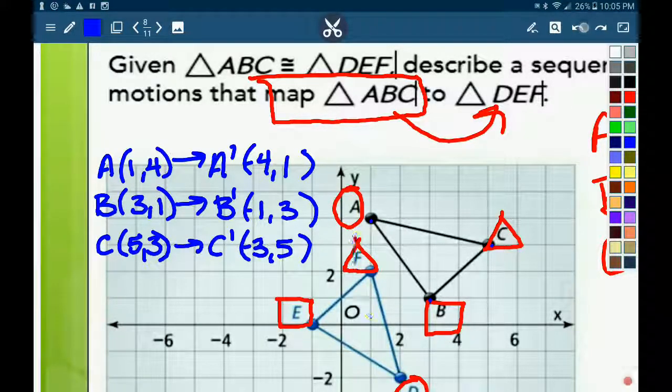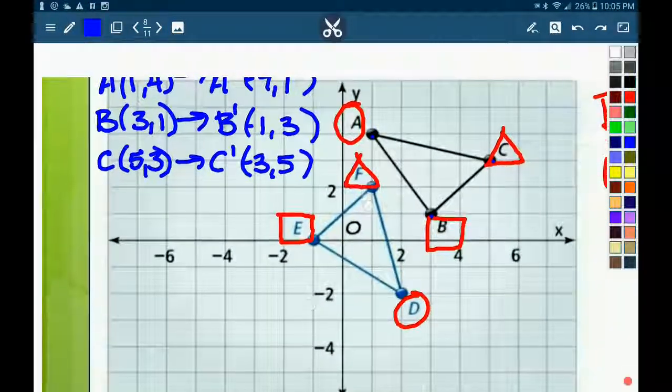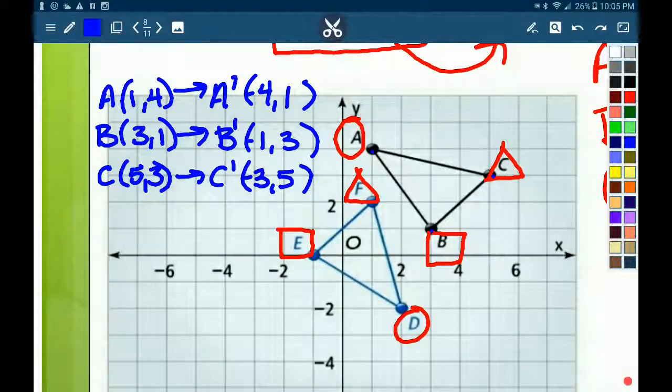I'm just going to plot right over what I wrote, because I wrote it in the second quadrant, and that's where all the points are going to end up. So I'm just going to plot right on top. See, (-4, 1) is right there. (-1, 3) is right there. And then (-3, 5) is right there.